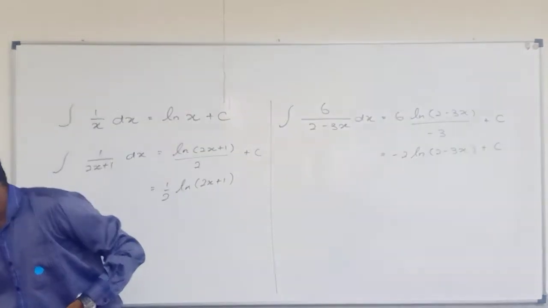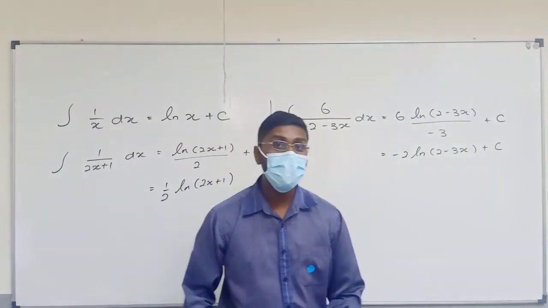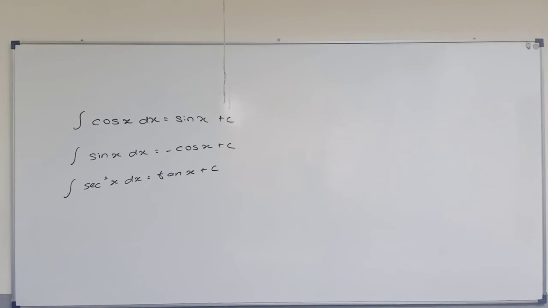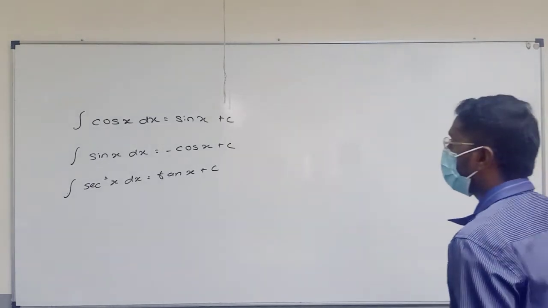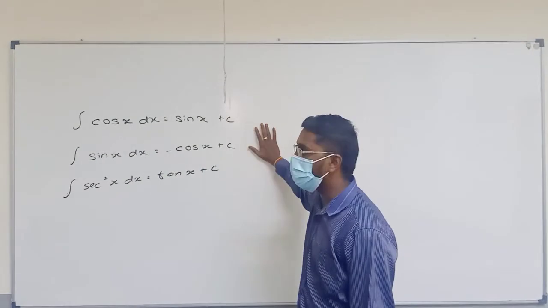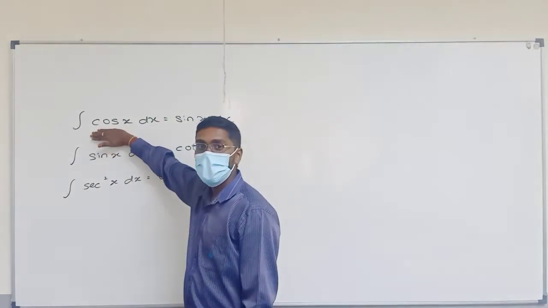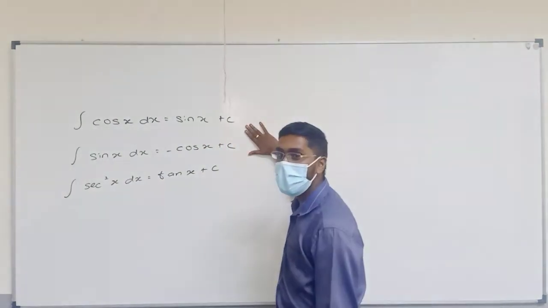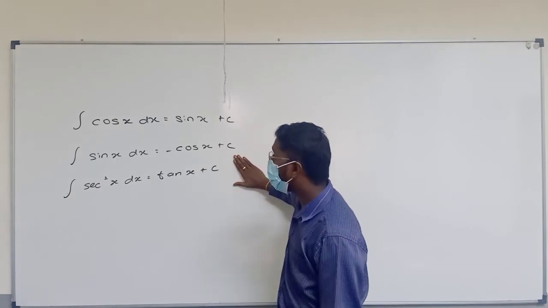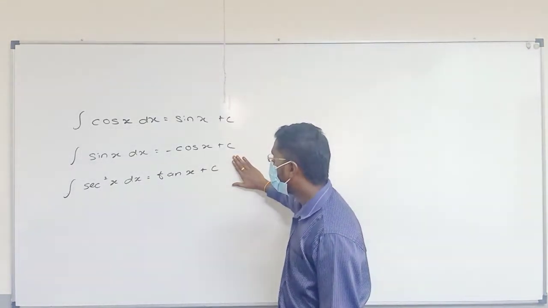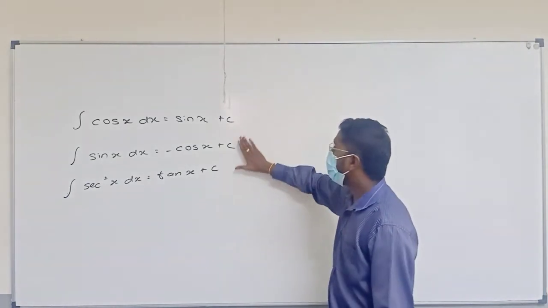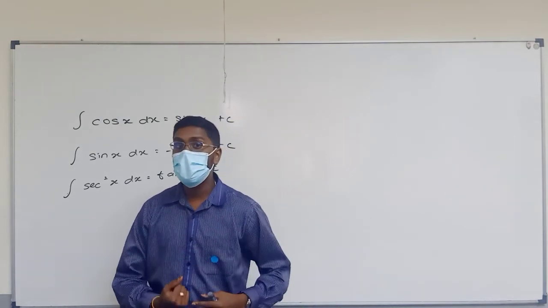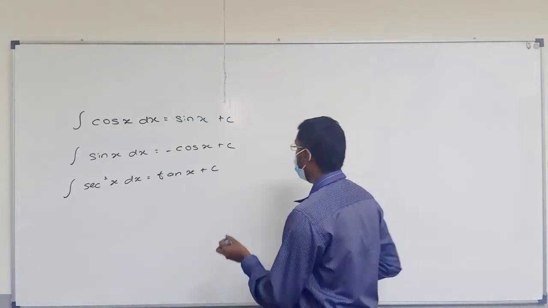The third type of integral that we are going to look into is trigonometric integration. These are a few basic integrals. The integral of cos x gives sin x plus c. The integral of sin x gives negative cos x plus c, and the integral of secant squared x gives tangent x. These basic functions will be given in your formula sheet, so there's no need to memorize them. But how are we going to implement this? That you need to know. Let's look at an example.